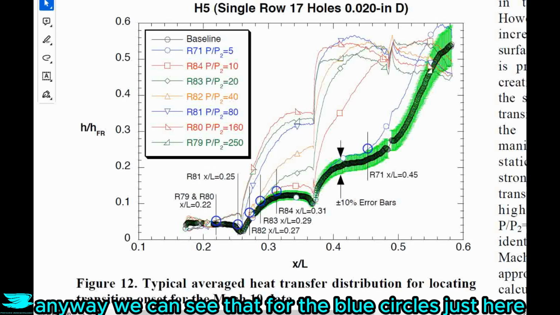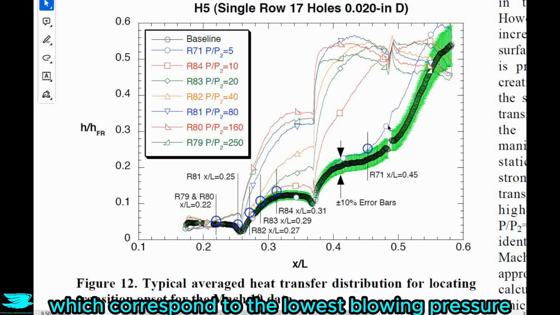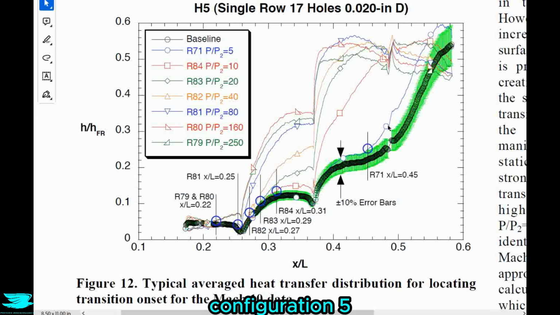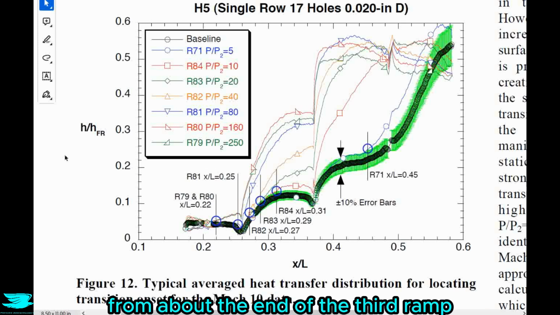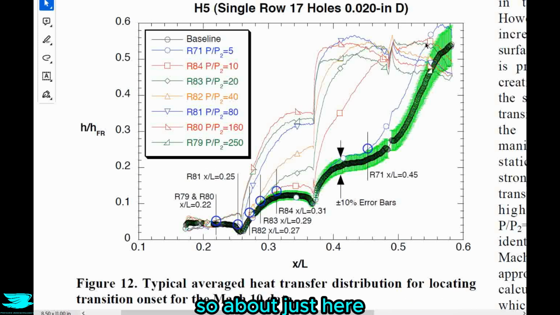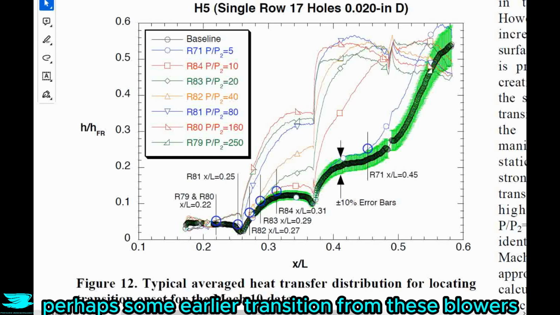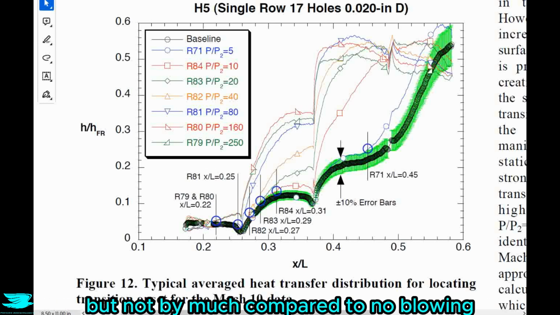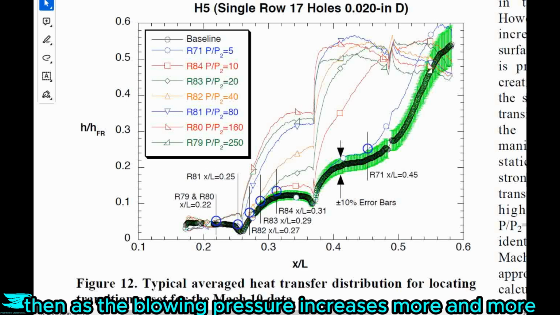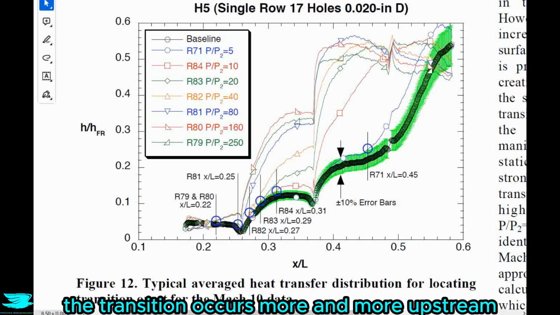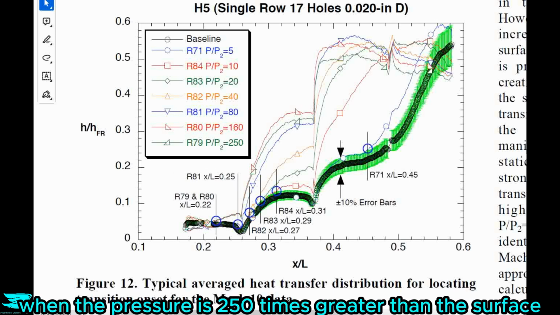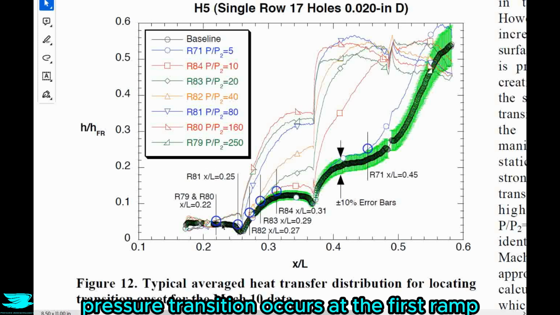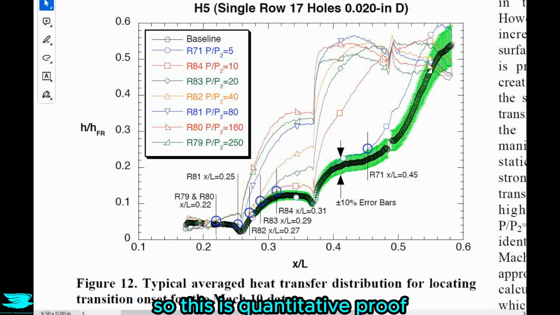Anyway, we can see that for the blue circles just here, which corresponds to the lowest blowing pressure configuration, 5, relative to the static surface pressure, the heating slightly increases from about the end of the third ramp, so about just here. That indicates perhaps some earlier transition from these blowers, but not by much compared to no blowing. Then as the blowing pressure increases more and more, the transition occurs more and more upstream. You can see it just migrates further and further upstream. So when the pressure is 20 times greater than the surface pressure, transition occurs at the first ramp. So this is quantitative proof that the blowing is highly effective at transitioning the boundary layer.